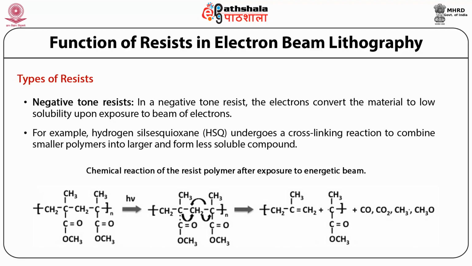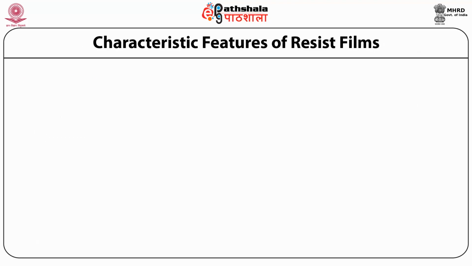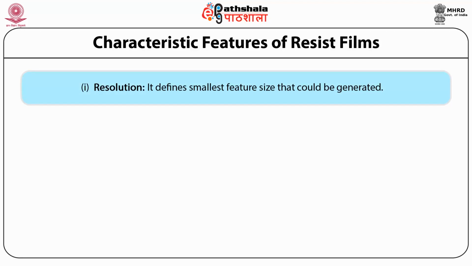For example, hydrogen silsesquioxane, abbreviated as HSQ, undergoes a cross-linking reaction to combine smaller polymers into larger ones and form a less soluble compound. Characteristic features of resist film: first is the resolution, which defines the smallest feature size that could be generated.